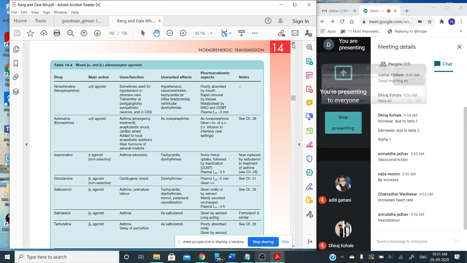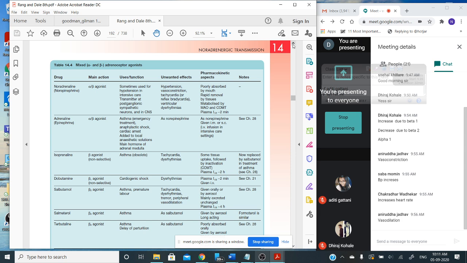Then next is a specific agonist, dobutamine, which acts on beta 1. It is non-selective also, but more towards beta 1. It is used in cardiogenic shock. Cardiogenic shock means where cardiac output has reduced too much, heart rate has reduced too much, force of contraction is reduced too much.